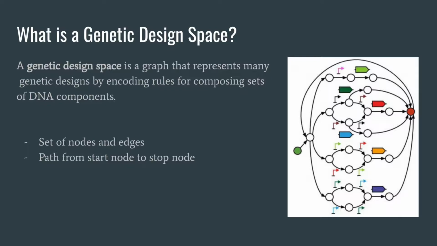Genetic design spaces. A genetic design space is a graph that represents many genetic designs by encoding rules for composing sets of DNA components. Similarly to a graph, a design space includes a set of nodes and a set of edges. Each edge is labeled with a set of DNA components to choose from. Each path, from a start node to a stop node, represents a linear composition of one DNA component from each edge into a design.